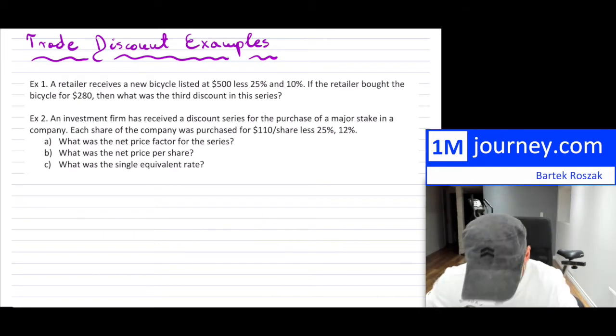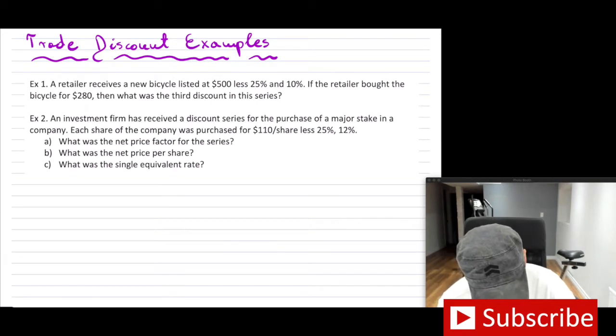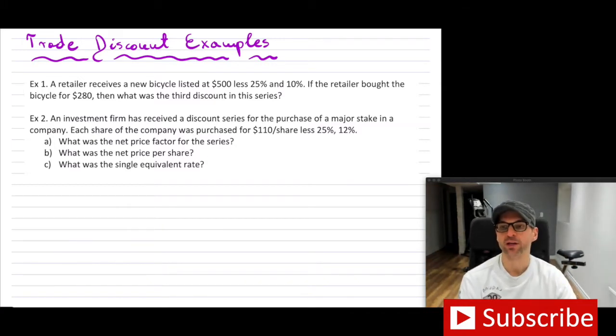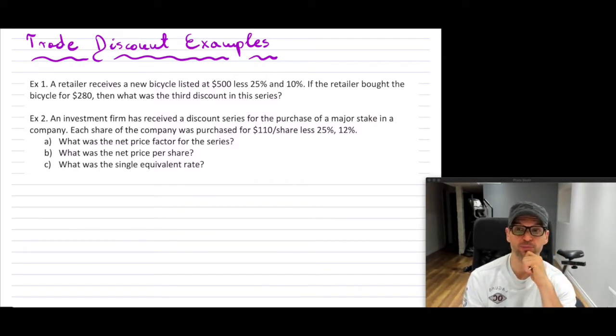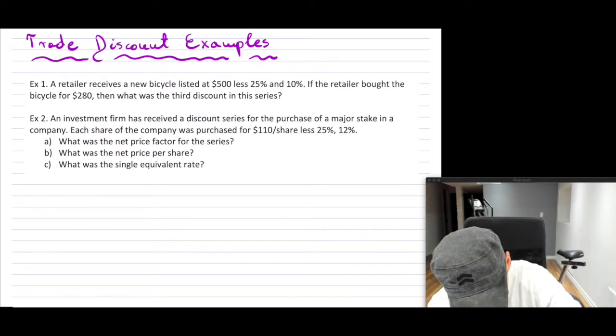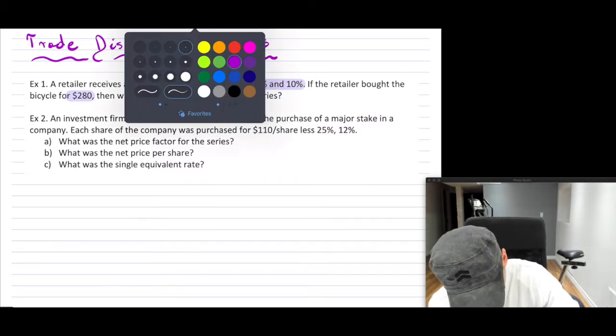Example number 1. A retailer receives a new bicycle listed at $500 less 25 and 10%. If the retailer bought the bicycle for $280, then what was the third discount in the series? This is an interesting example because we are being told what the list price is, and we're also being told what the net price is. We know two of those discounts, but we're trying to find the third one. So this is going to be a little bit of math for us.